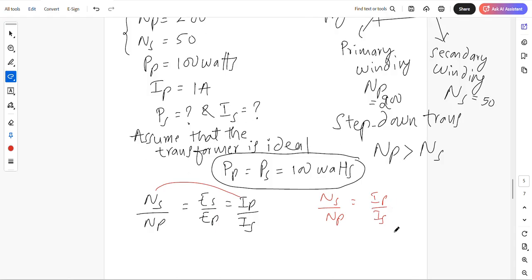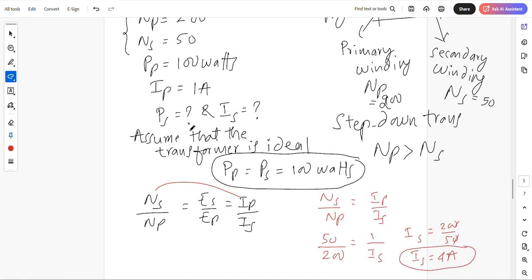How much is NS? NS they have given 50. NP is how much? 200. That is equal to IP. IP is given as 1, divided by IS, which we do not know. Therefore, IS will be equal to 200 by 50. IS equal to how many amperes? 0 gets cancelled. 4 amperes.